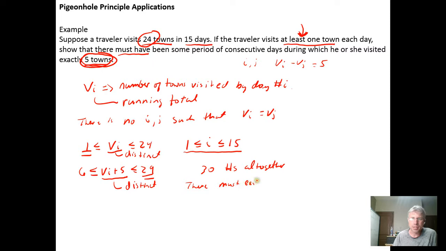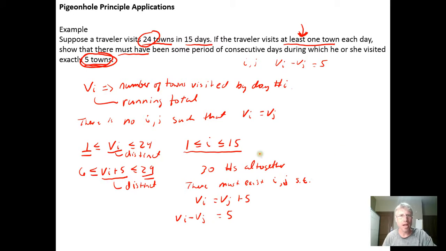So there must exist an i and a j such that v sub i is going to equal v sub j plus 5, which means if I subtract v sub j from both sides, the difference between v sub i and v sub j is 5. So there must have been a period of days during which exactly 5 towns had been visited.